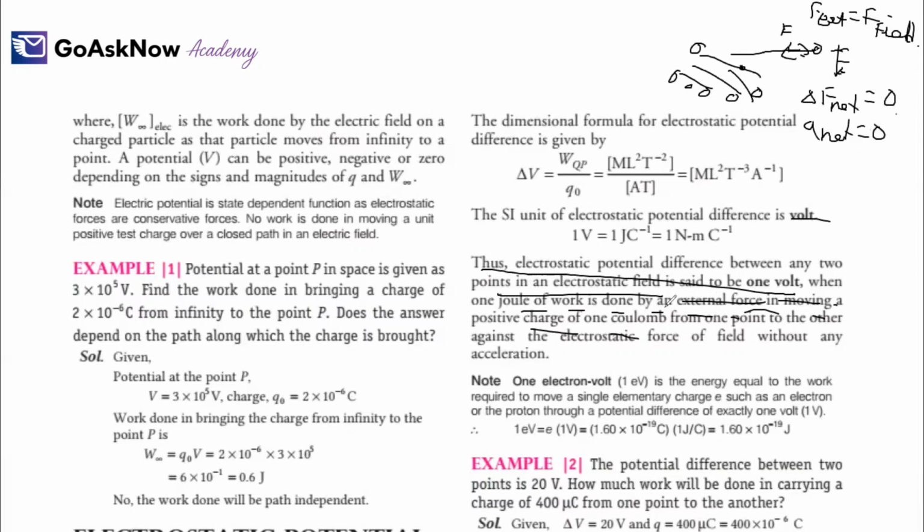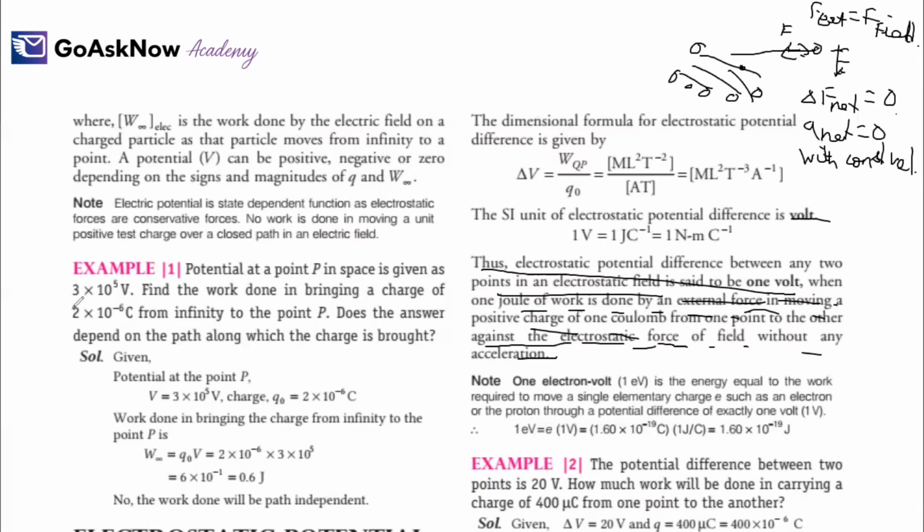That is why it is written that against the electrostatic force of the field without any acceleration. There will be no acceleration; the charge will be moving very slowly with constant velocity. That is why it is written here that acceleration is 0. So that is the definition of your electrostatic potential difference and the definition of 1 volt also. I hope that you got these points. Let's move further and see some examples of this definition.